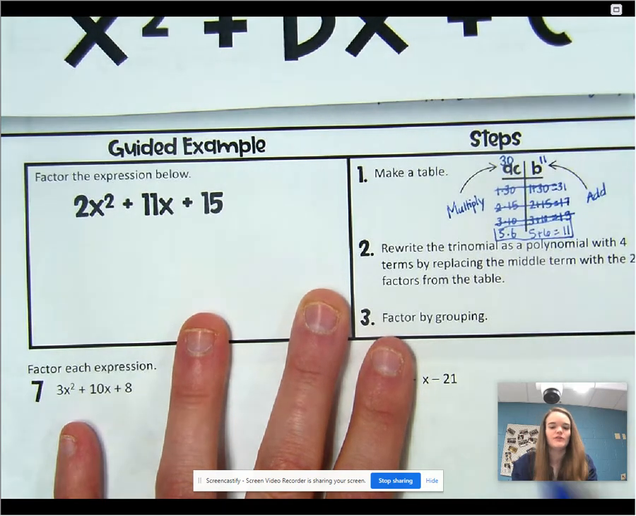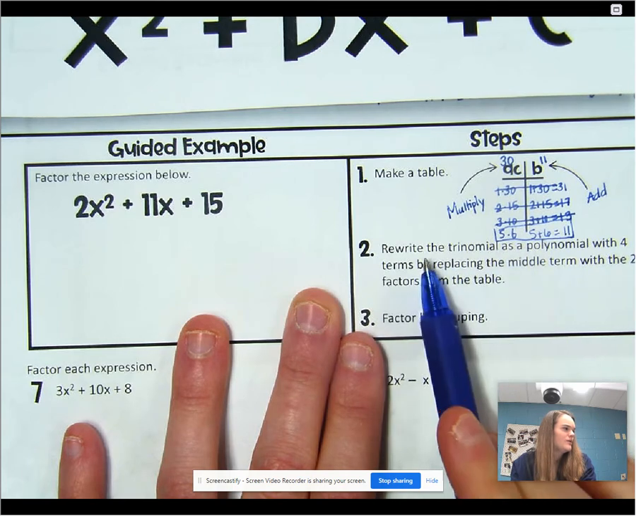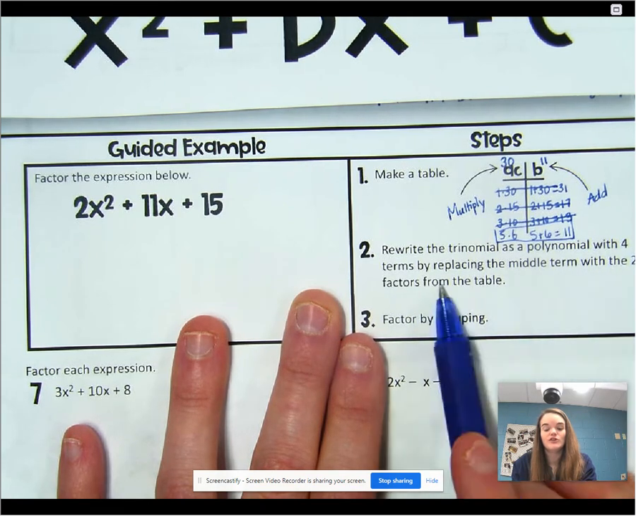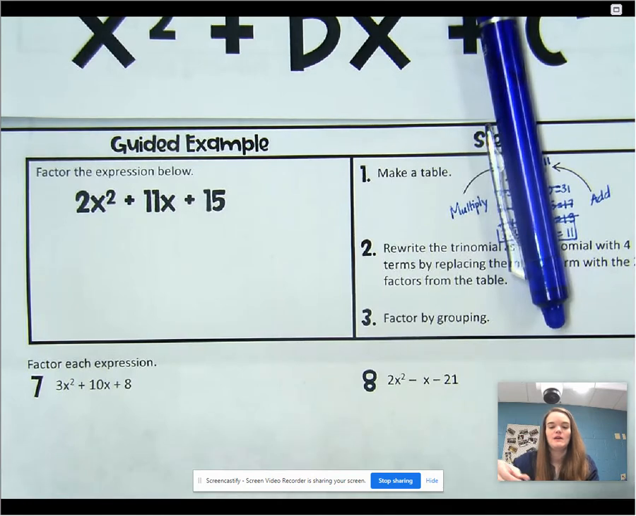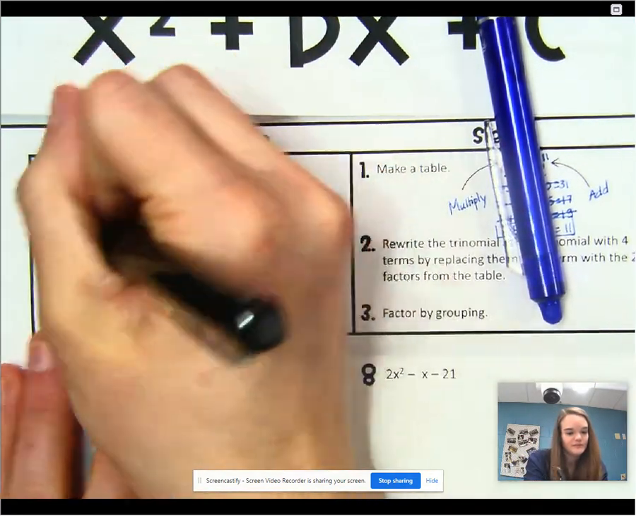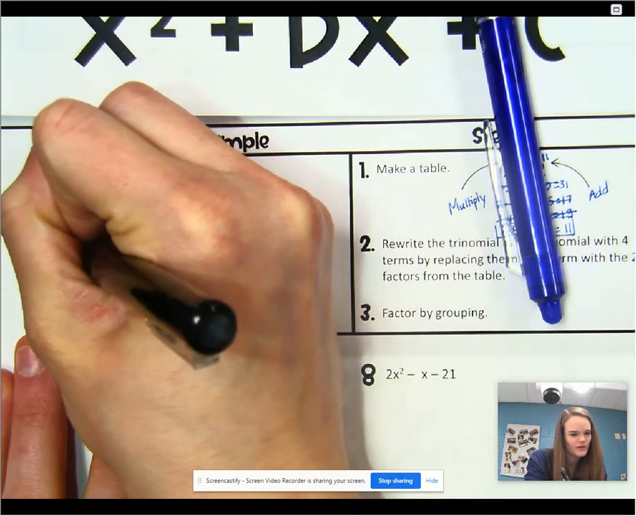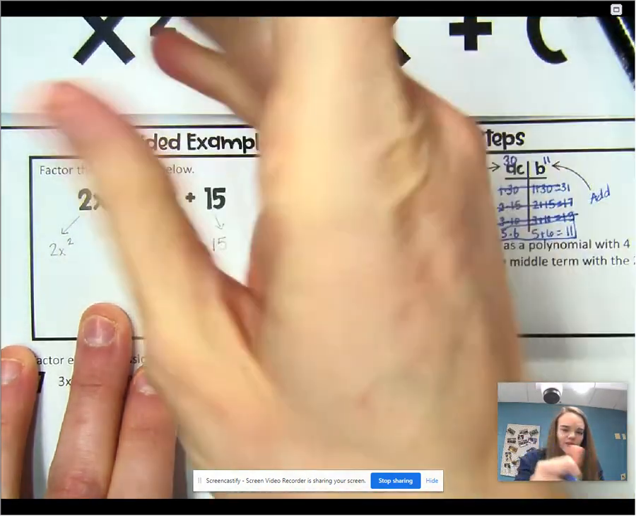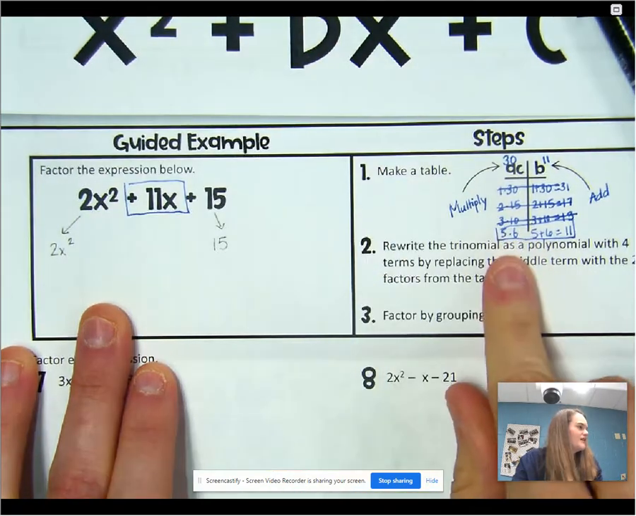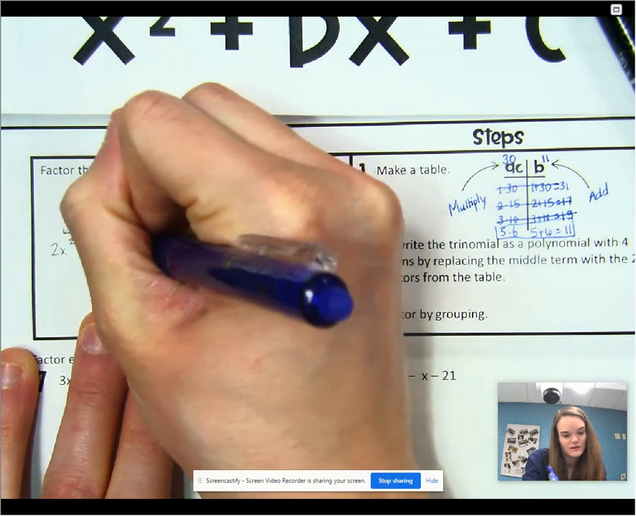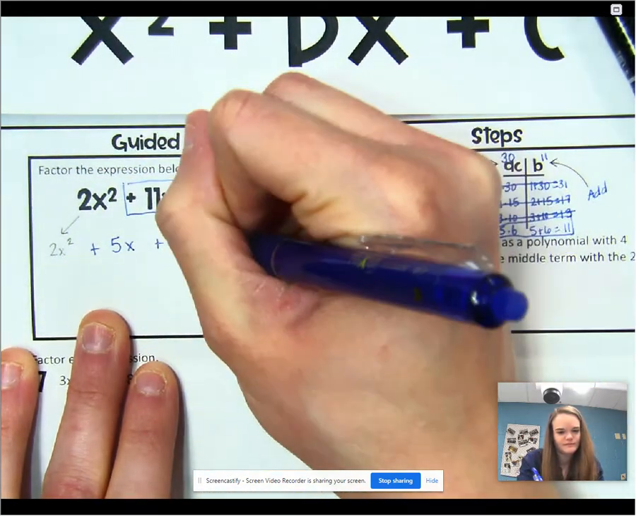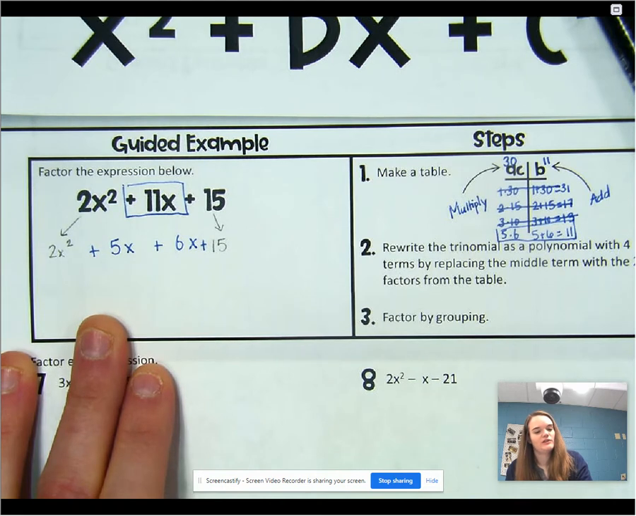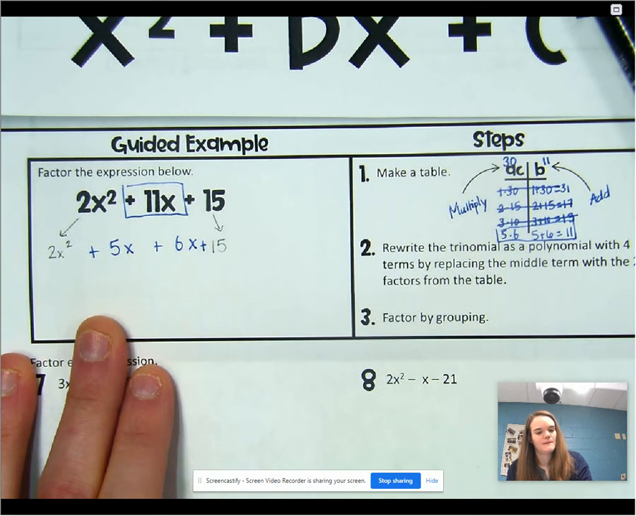Okay, this is where it's a little different now. Now that we have the factors, we're going to rewrite the trinomial as a polynomial with 4 terms by replacing the middle term with the 2 factors from the table. So let me show you that. The 2x squared comes down. So does the 15. Not 15x, just plain 15. This 11x gets written as 5x plus 6x. It does not matter which one is first. I could have put 6x and 5x. It does not matter.